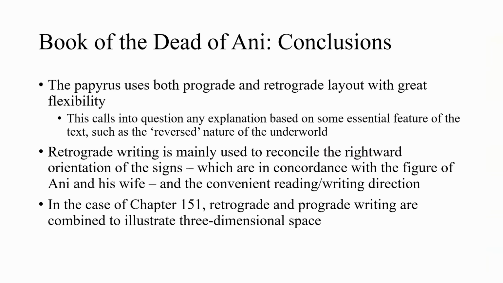So, as we could see, the Book of the Dead of Ani consists of both retrograde and prograde writings, which are selectively used. This allows us to follow the logic of the composition itself and see that retrograde writing is used in the central sections to lay out the text both in concordance with the main characters, Ani and his wife, and to also preserve an ideal and smooth reading order.